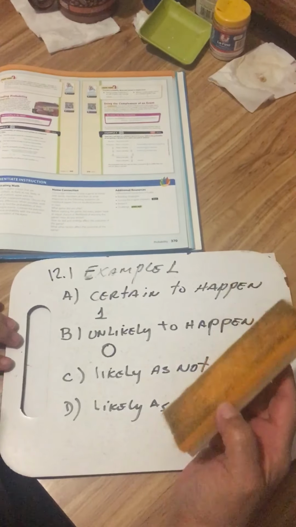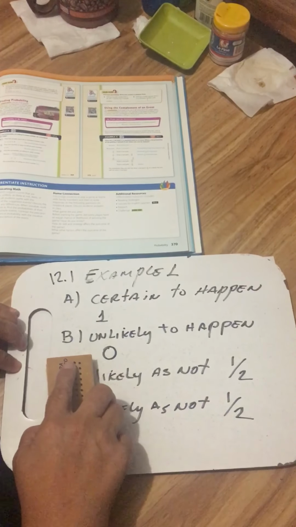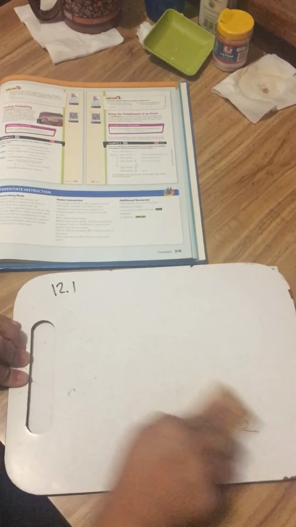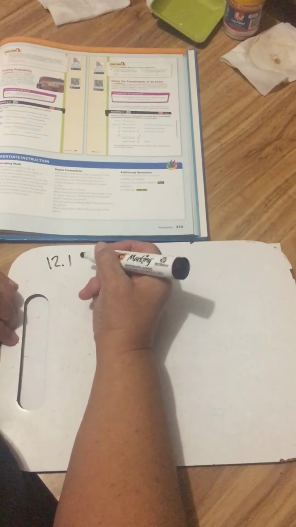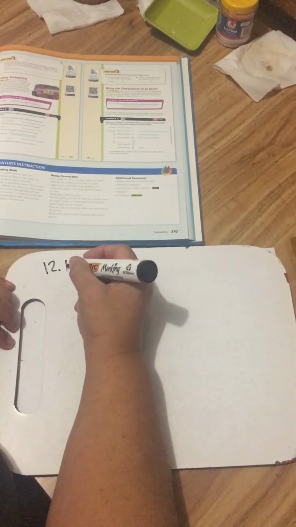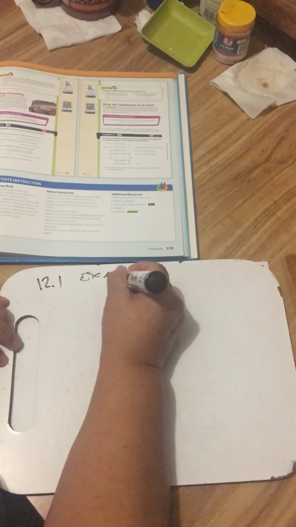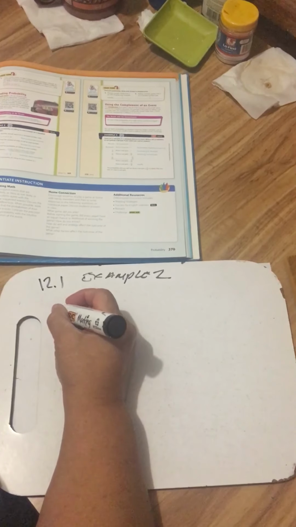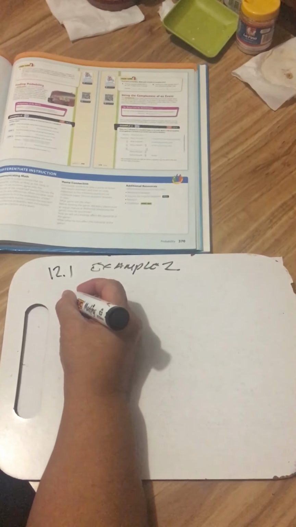Now we continue with example 2. You have to read carefully the purple square at the top of the page, where there is the definition of probability of an event. What is example 2? It says, what is the probability of rolling an even number on a standard number cube?